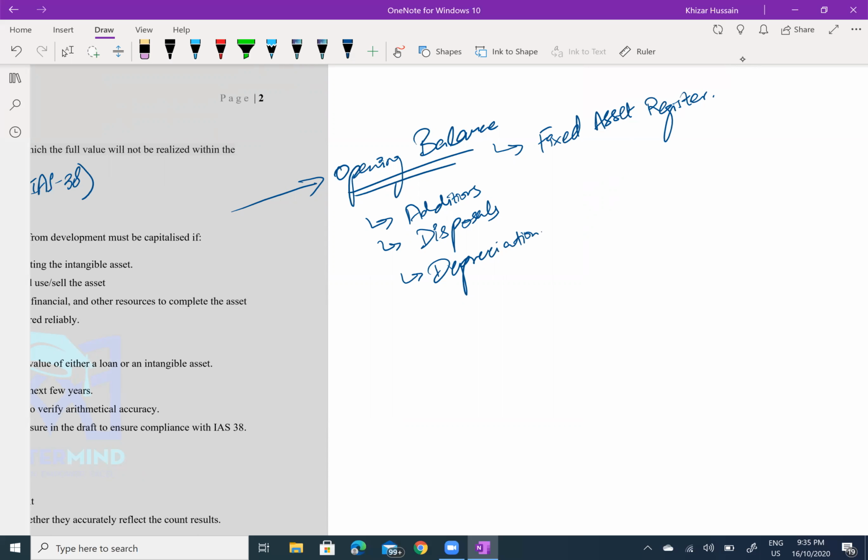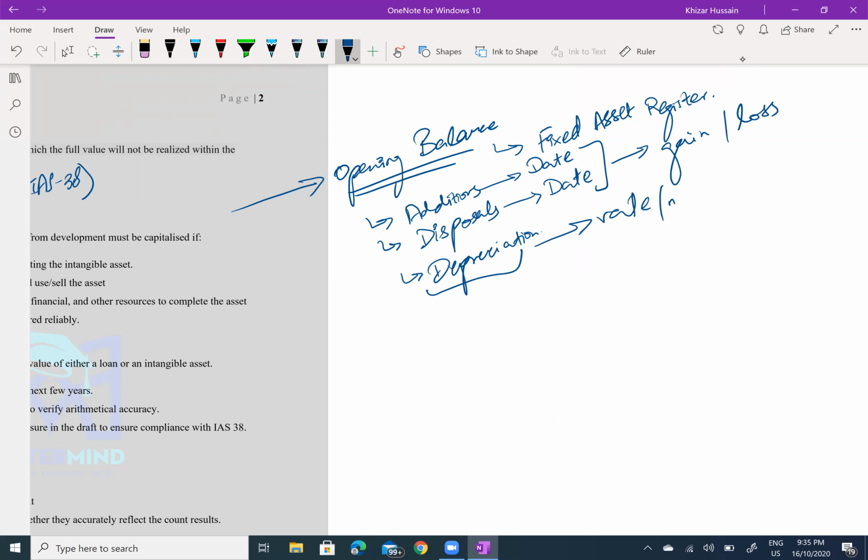For additions, you would want to know the date of addition so that you can allocate the depreciation. Similarly for disposals, you would want to know the gain or loss on disposal, right? For depreciation, you would want to know the rate or the method. You will also recalculate the depreciation. All right.